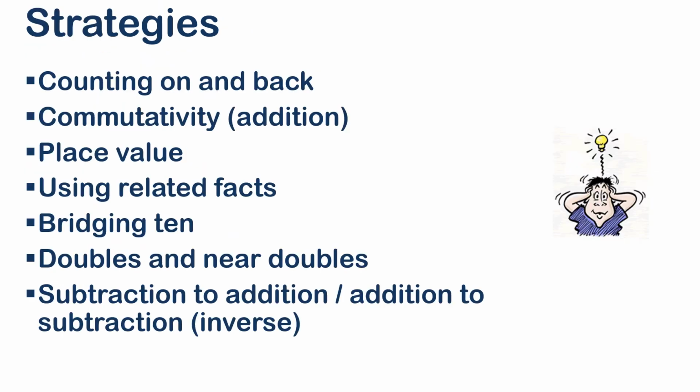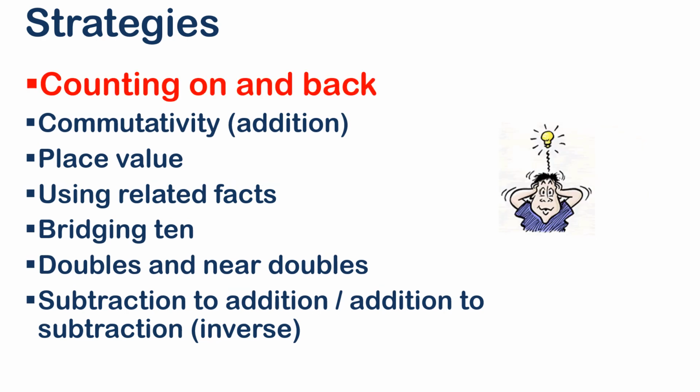So what are some strategies to fluency? And we're going to unpack these one at a time. So the strategies we're going to be looking at, particularly in terms of the early mental computational work, is strategies called counting on and back. We're going to look at commutativity in addition, because there's also commutativity in multiplication. Hard for me to say. We're going to understand place value. We're going to look at related facts. We're going to talk about this thing called bridging tens. We're going to talk about doubles and near doubles. And then we're going to talk about the inverse relationships between subtraction and addition. But let's unpack each of those as we go.